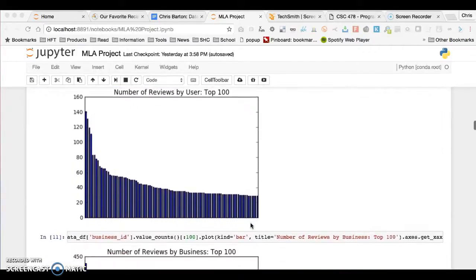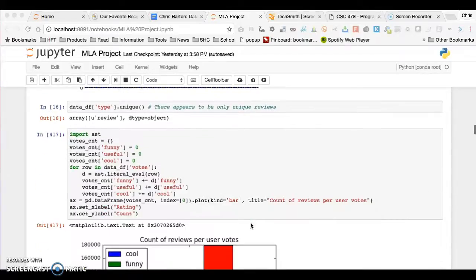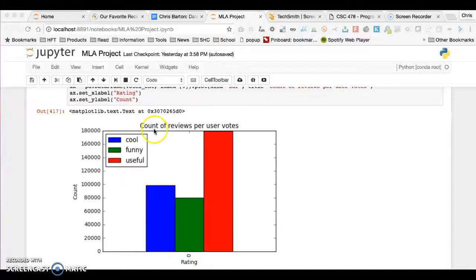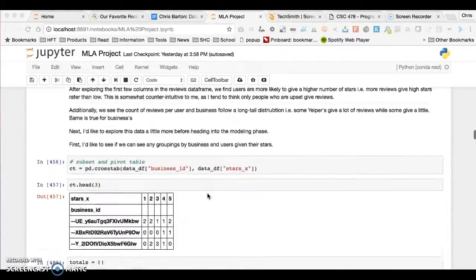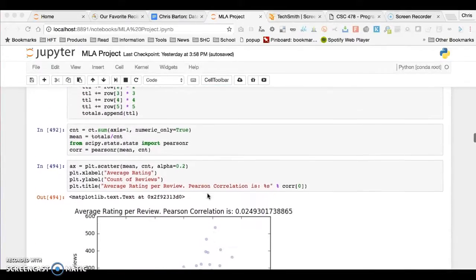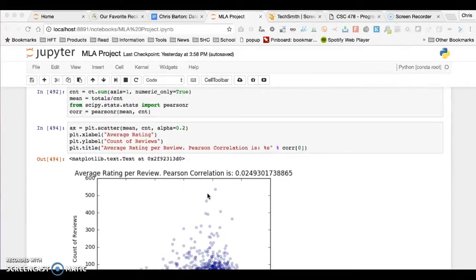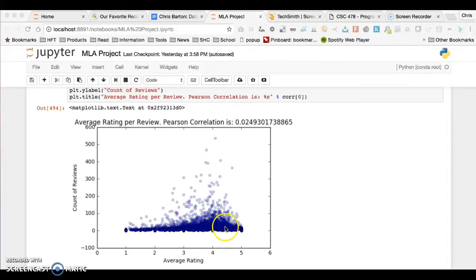And here we see some more graphs about the distribution of the number of reviews per user and business. Yelp also has a vote function where users can vote if a review is cool, funny, or useful. You can see the distribution here. And then moving down, after just initially looking, I wanted to test out to see if any of my intuitions about some of the features that might be correlated with ratings are correct. So here we see the count of reviews per average rating.